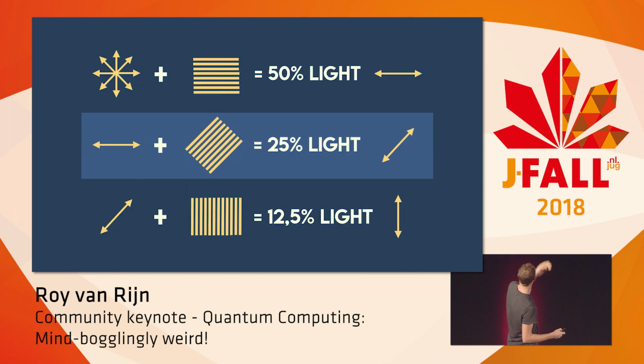So this is actually what happens. After the first filter, 50% goes through. After the second filter, still 25% of the light goes through, but it's now oriented in a different direction. And after the third filter, still some light goes through, like we saw. Weird.